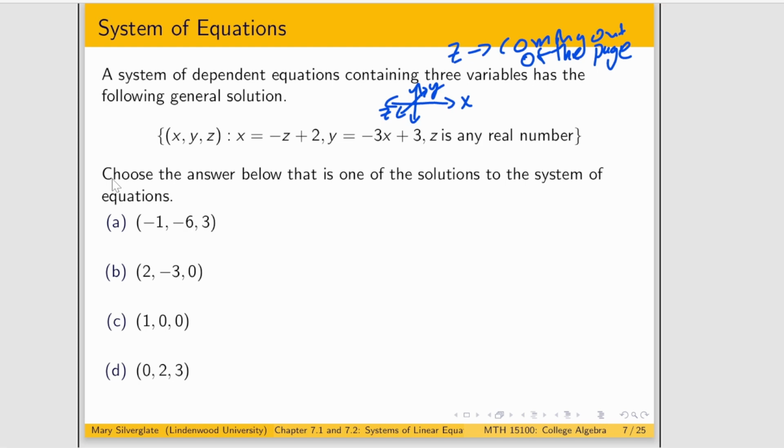So if, for example, I wanted to check if this system of x equals negative z plus 2 and y equals negative 3x plus 3 and z able to be any real number works for these points, we want to plug them in and check if they work.